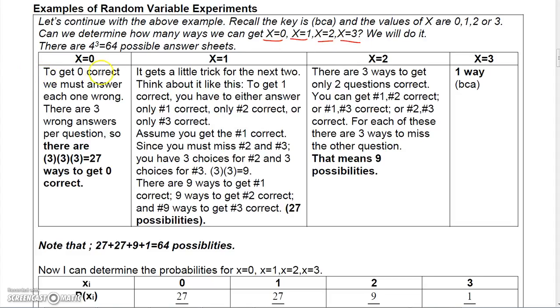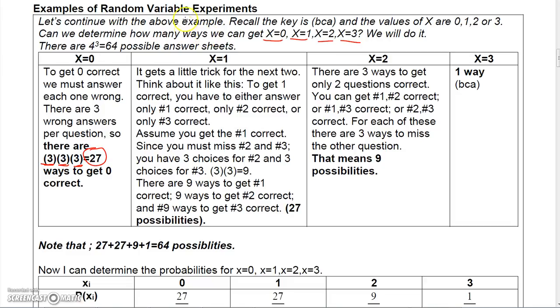To get no correct answers, we must answer each one wrong. There's actually 3 wrong answers each time. So we would have to answer the first one wrong, so there's 3 ways to do that. The second one wrong, there's 3 ways to do that. And the third one wrong, 3 ways to do that. So there's 27 ways to get none correct. In other words, there's 27 different answer sheets we could turn in to get none correct.